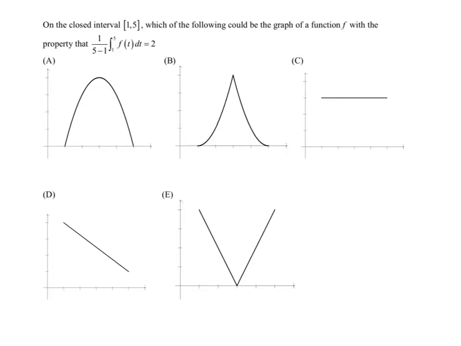Here's a great multiple choice question that we've seen on the AP exam, and as you read the question, you'll notice they said on the closed interval from 1 to 5, which of the following could be the graph of a function with a property that boom, boom, boom. Now, what you'll notice is they never once used the phrase average value. They didn't whisper it or mention it at all. So the key here is as soon as you see this, there's that little calculus voice in the back of your head, and it's screaming average value.